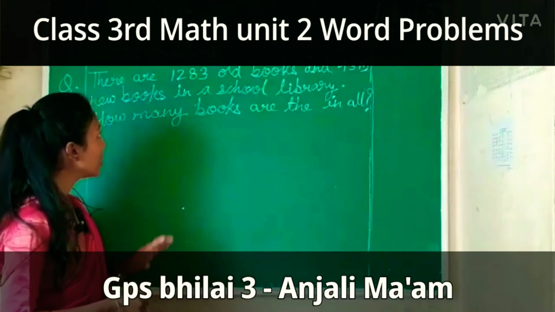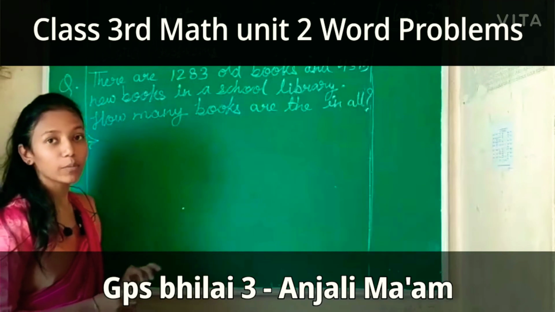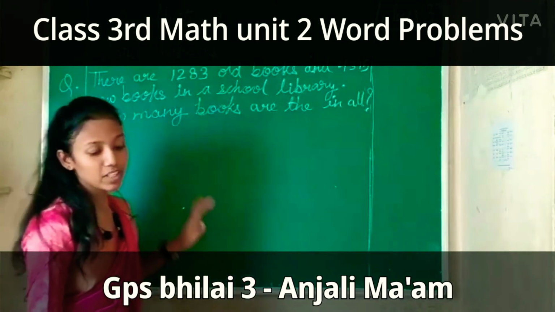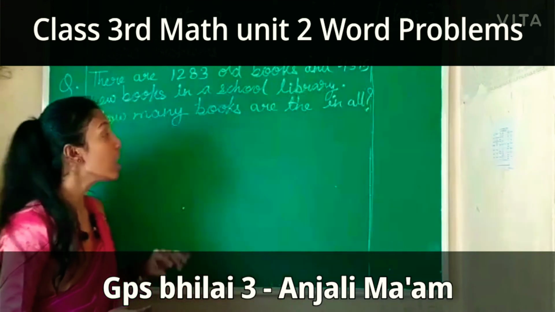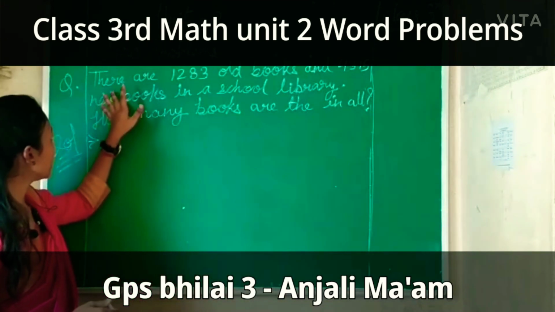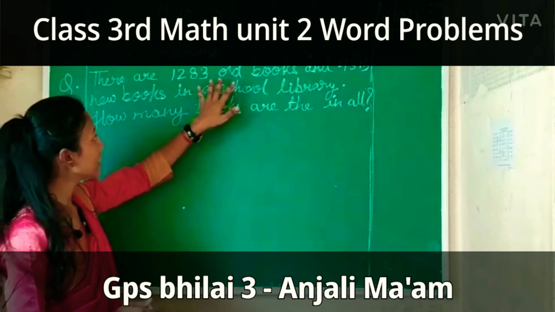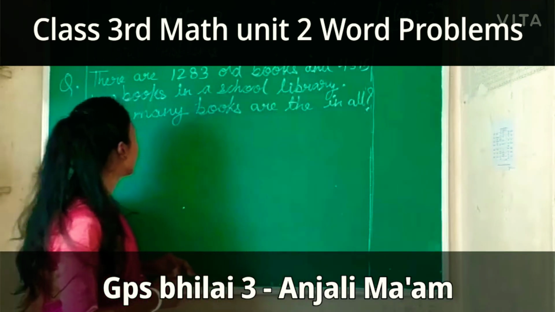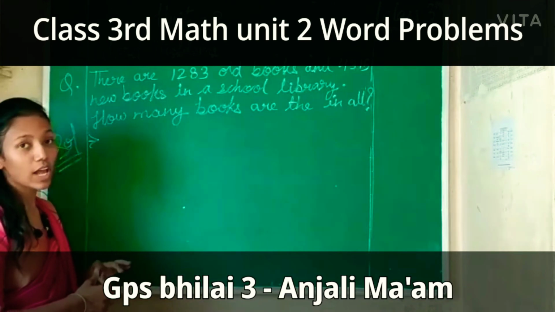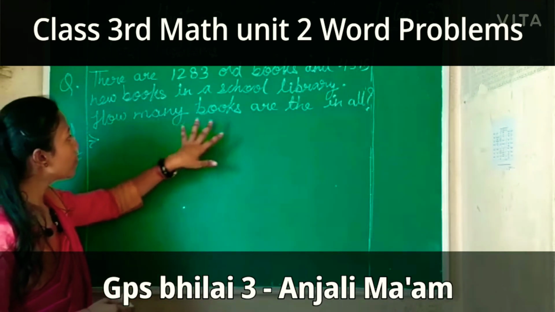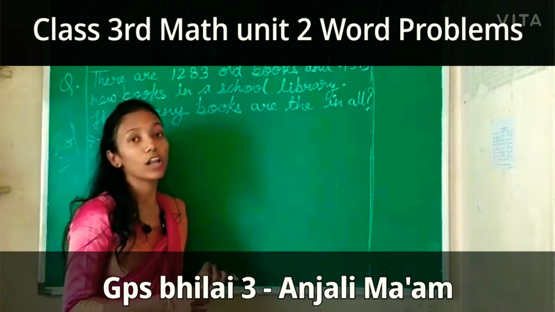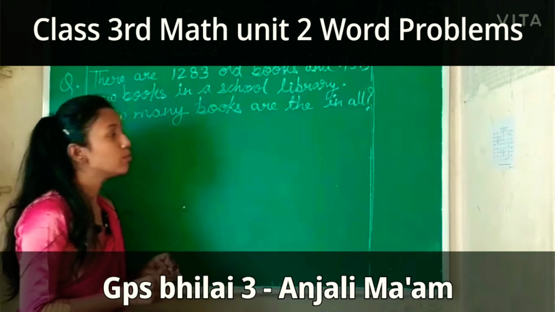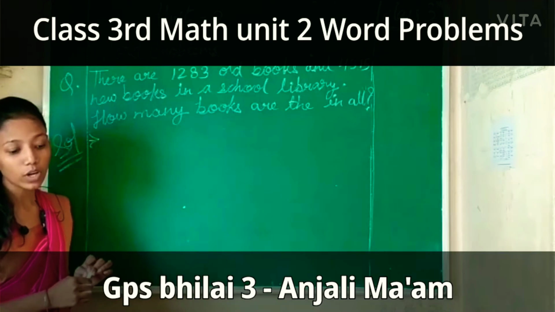So now we have to solve the word problems in this chapter. Here we have the example of page number 34 from your textbook. In this question, it is given that there are 1283 old books and 4315 new books in a school library. So how many books are there in all? In this question we have to find out how many total books are in that school library.